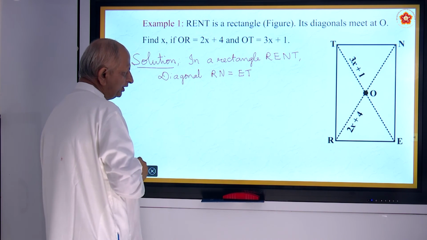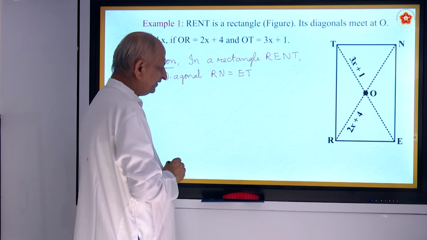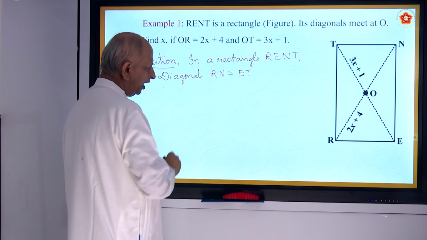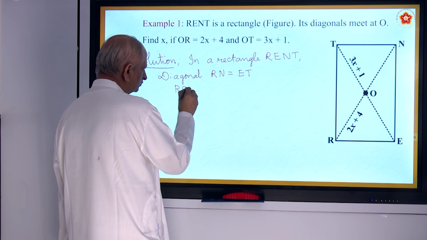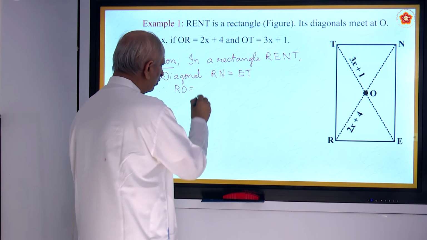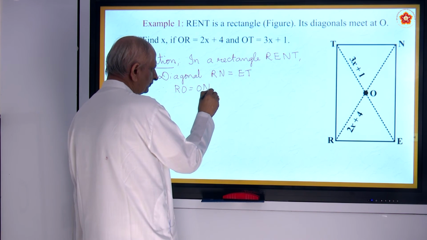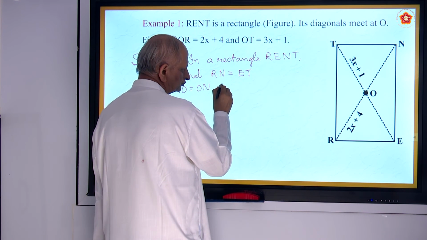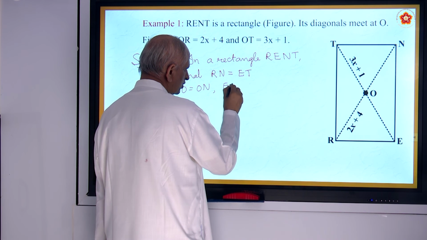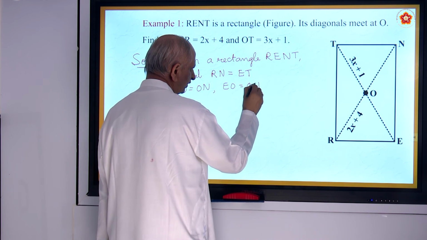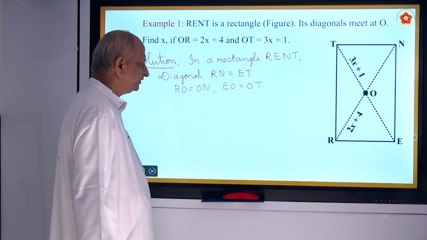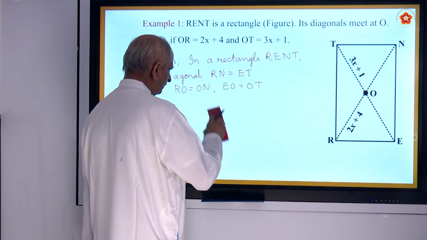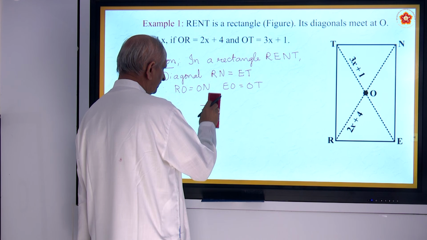So when they are equal and they bisect each other, what is the name of the bisectors? RO is equal to ON. And also we have EO is equal to OT. So all the bisectors are equal because diagonals are equal. Therefore, you can write all of them are equal.